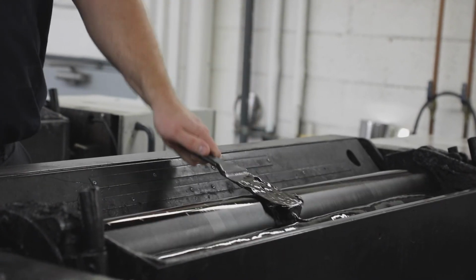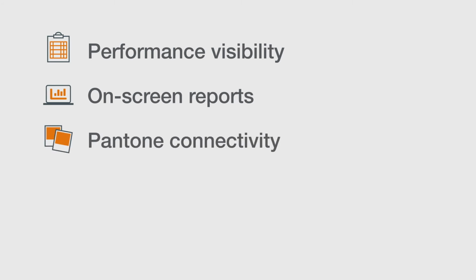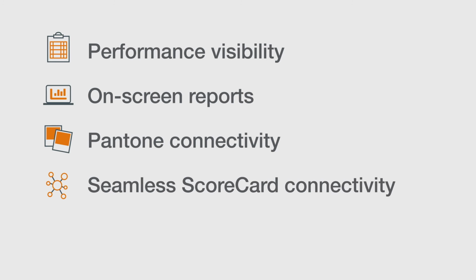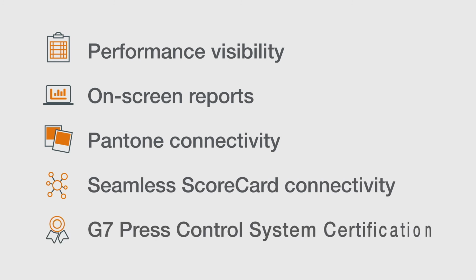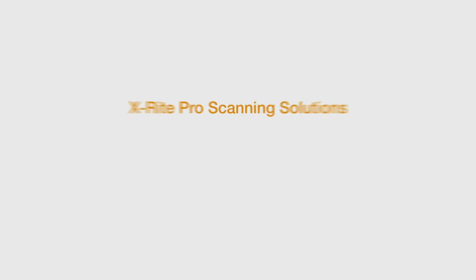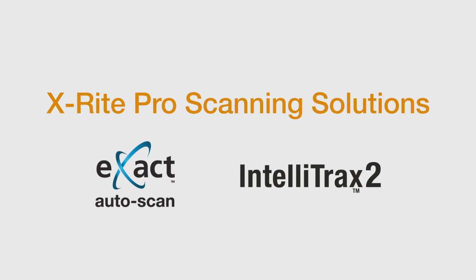Whether you have a new press or an older offset press, X-Rite has pro scanning solutions that deliver performance visibility and real-time guidance for operators. Seamless connectivity to the latest Pantone libraries and Pantone Live, as well as ColorCert scorecard server connectivity, and ID Alliance G7 press control system certification. Trust X-Rite to equip your press to do great things.